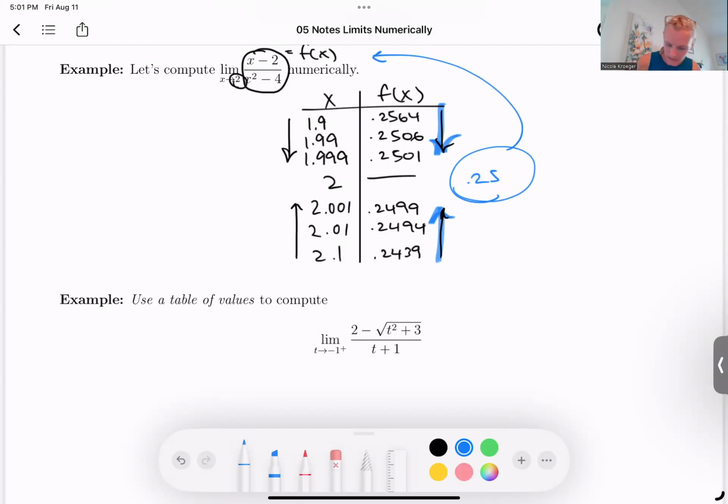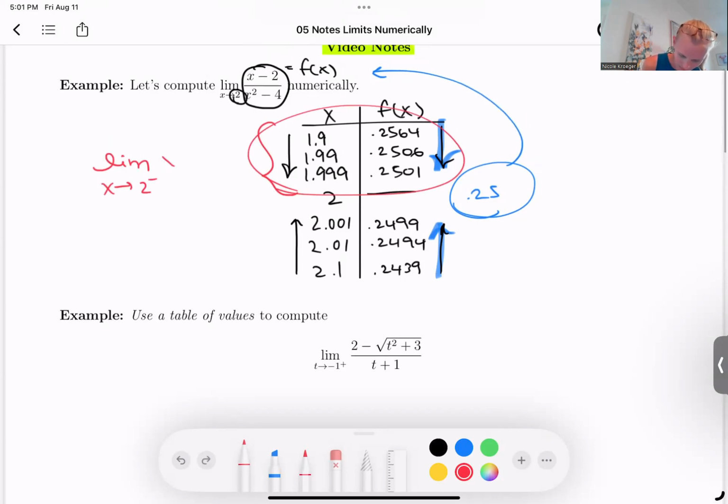One thing about what we're doing here is that this top half is giving us the left-hand limit. So this is really telling us, if I just looked at the top half of this chart, I would be saying that the limit as x approaches 2 from the left-hand side of this function, and I'm just going to write f of x here, is equal to 0.25.